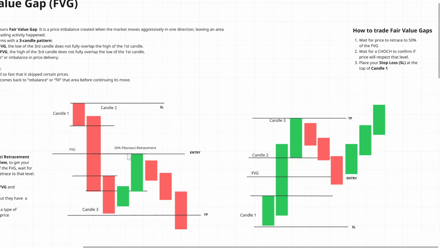They will usually use the Fibonacci retracement tool on TradingView to mark out the midpoint of that fair value gap, wait for price to come in within 50%, which is the midpoint of the fair value gap, and then wait to see a change of character to the opposite side, which is a major confirmation. Then they enter the trade, putting their stop loss on top of candle 1 and their TP below candle 3.